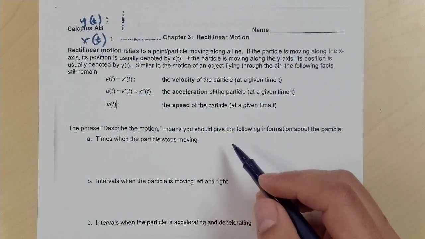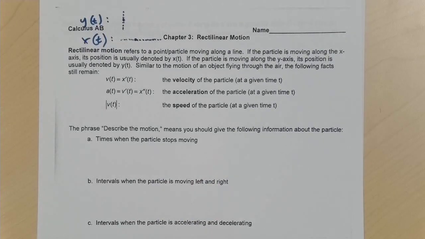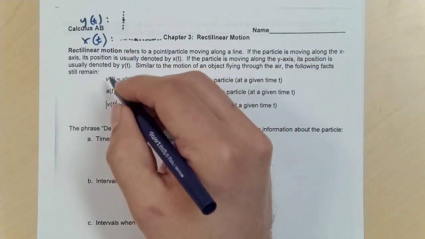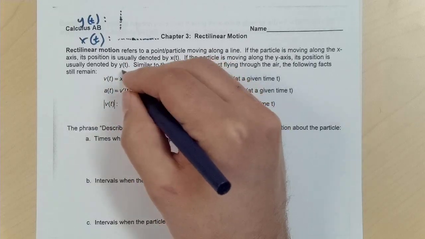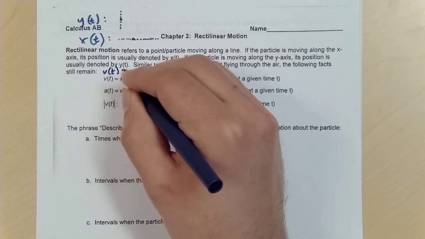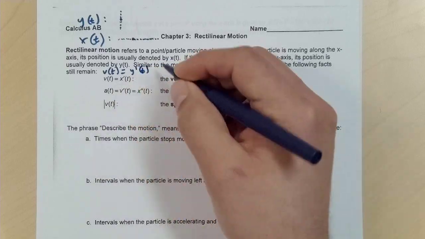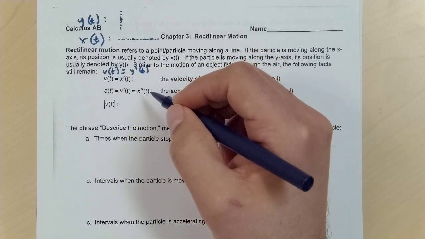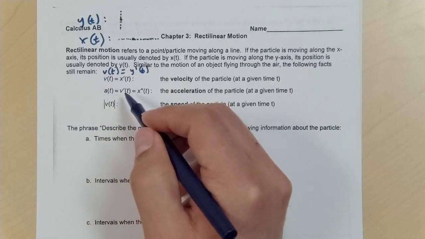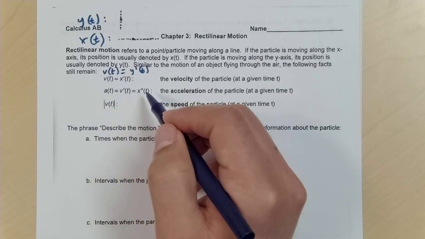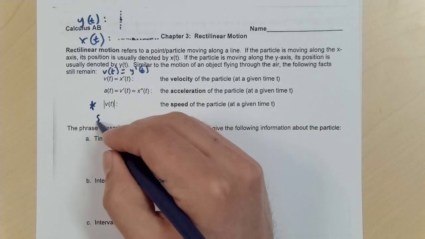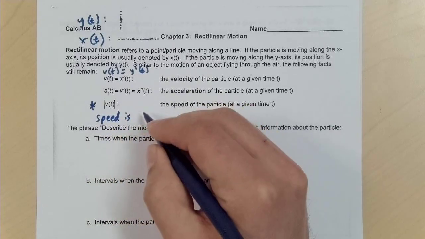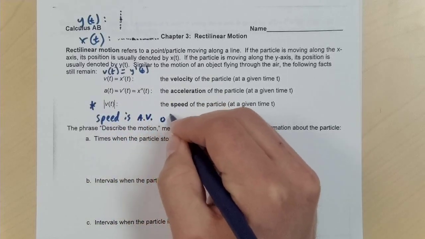Just like with regular motion, we still have velocity is going to be the derivative of the position function. Or you could also say velocity will be the derivative of y of t, depending on which direction things are moving here. Acceleration is still the first derivative of velocity or the second derivative of position. And this one we haven't talked about too much, but speed is the absolute value of velocity.